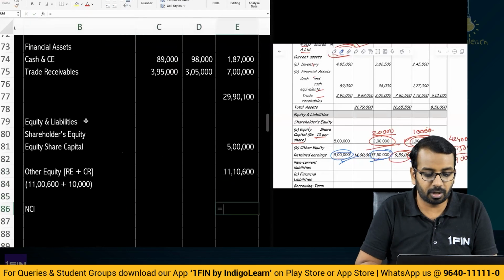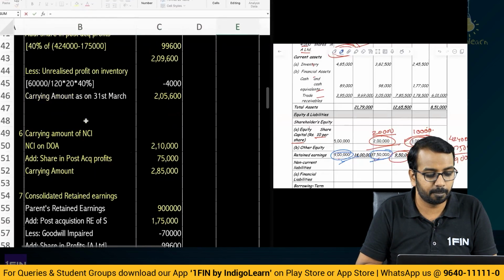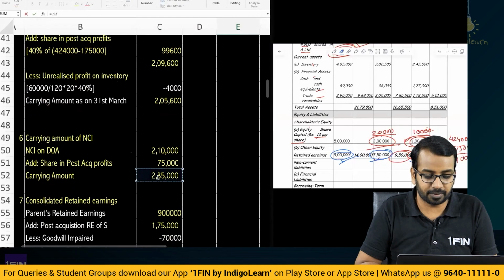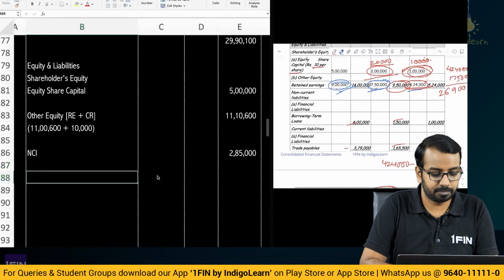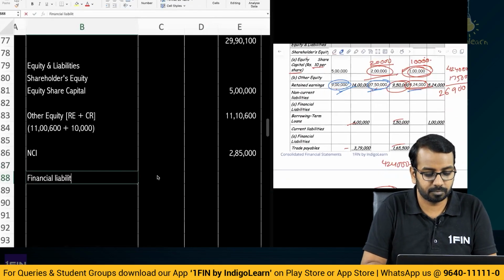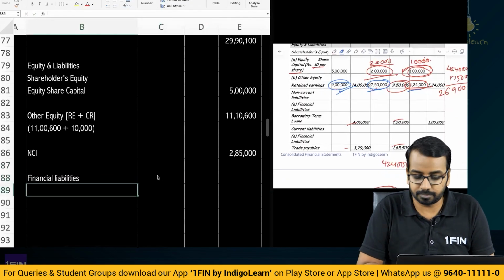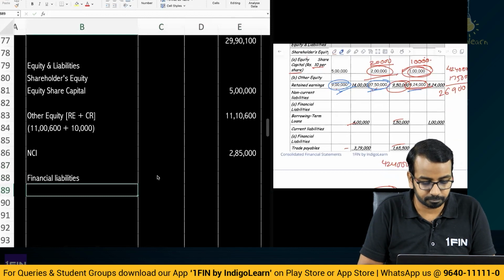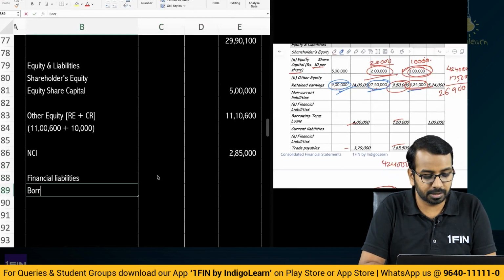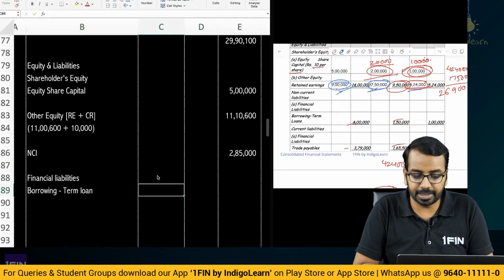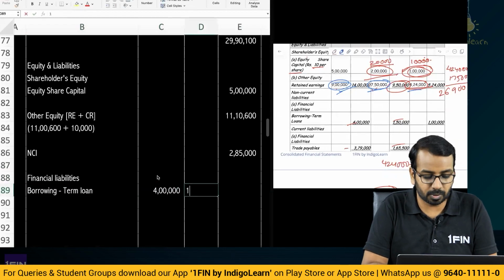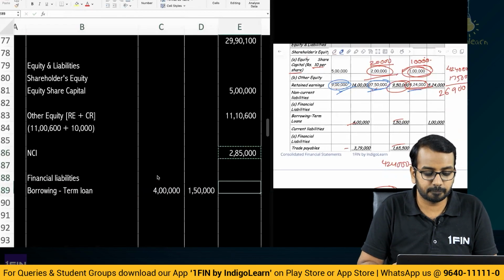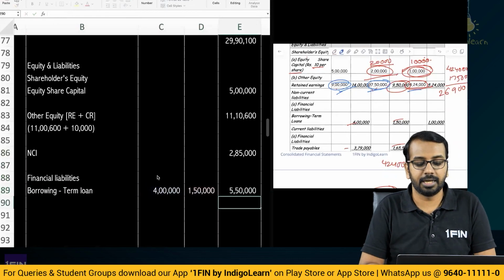Non-controlling interest. We have already done the working note for non-controlling interest. The non-controlling interest is at 2,85,000. Okay. Then financial liabilities. Under financial liabilities you have borrowings, term loan. For the parent it is 4 lakhs. For the subsidiary it is 1,50,000. So the total is 4 lakhs plus 1,50,000, which is 5,50,000.